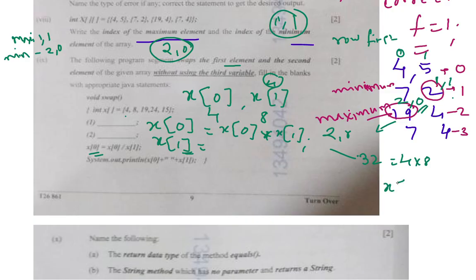So what should I do? I want 4 in x of 1. x of 0 is this multiplication, so what should I divide by? My answer should be 4, so I need to divide by x of 1. X of 1 is what? 8. Till now it is 8. So I will divide by 8. So now my x of 1 will become x of 0 divided by x of 1.